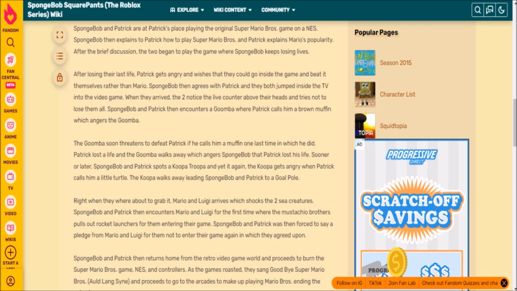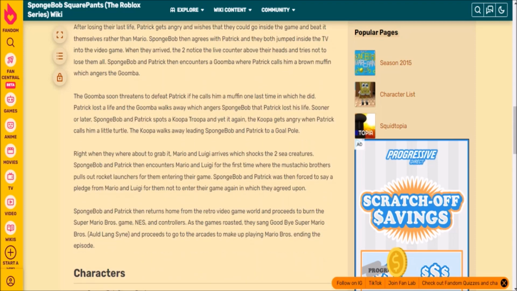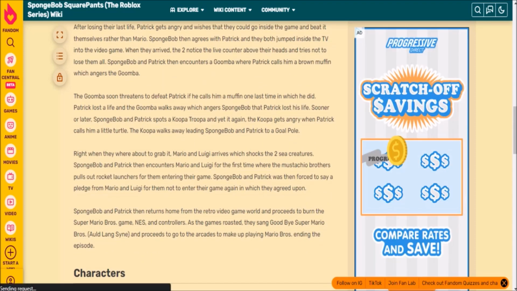Patrick lost a life, and the Goomba walks away, which angers SpongeBob that Patrick lost his life. Sooner or later, SpongeBob and Patrick spot a Koopa Troopa, and yet again, the Koopa gets angry when Patrick calls him a little turtle. The Koopa walks away, leading SpongeBob and Patrick to a gold pole. Right when they were about to grab it, Mario and Luigi arrive, which shocks the two sea creatures.